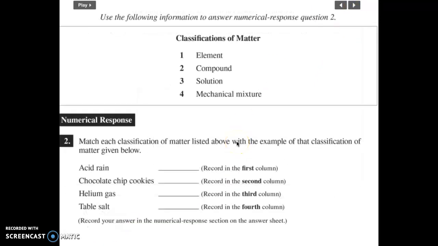All right, let's take a look at this one. Element, compound, solution, mixture. So out of our classification of matter chart, where we had pure substances and mixtures, okay, that's what we're looking at here. So acid rain, you can't tell that it's a bunch of different materials together, so we're going to go with solution. Chocolate chip cookies, mechanical mixture. Helium gas, element. Table salt, NaCl, is compound. Okay, so it's going to go 3, 4, 1, 2.